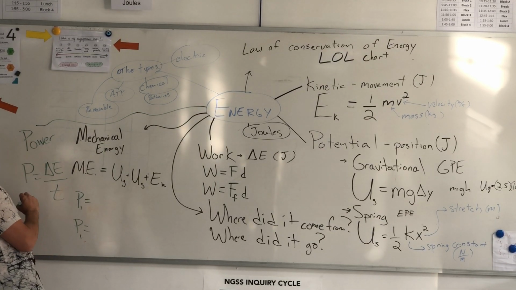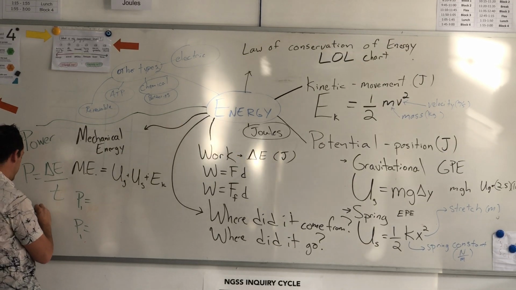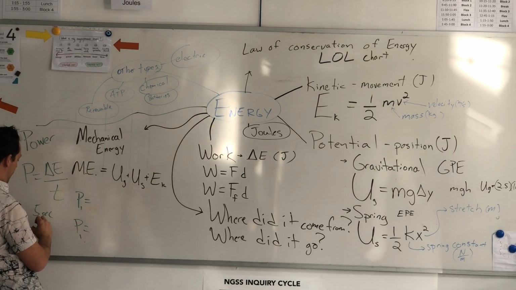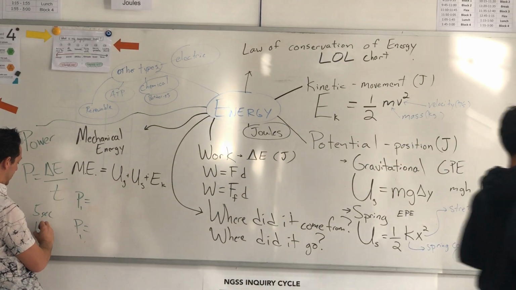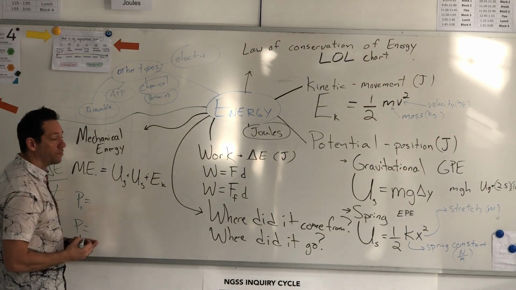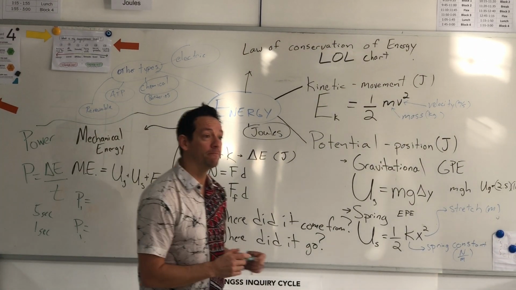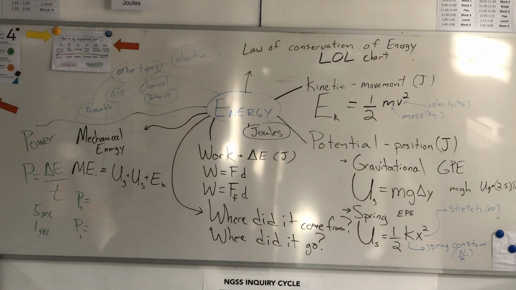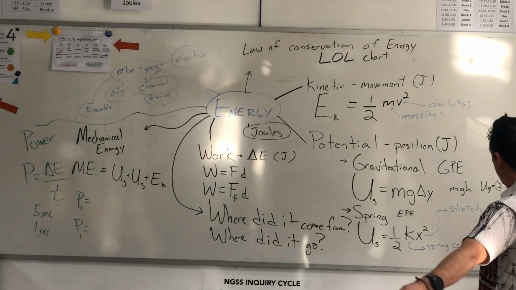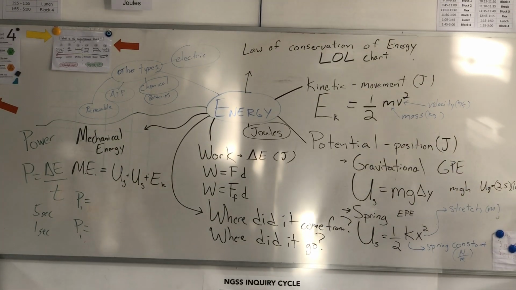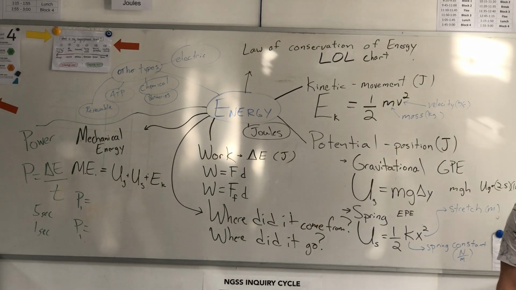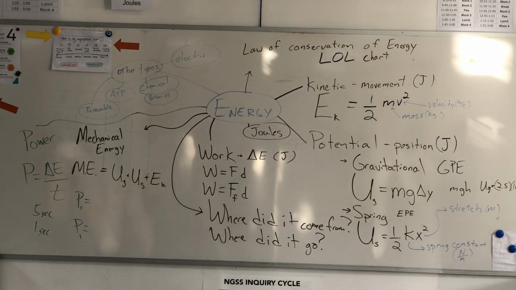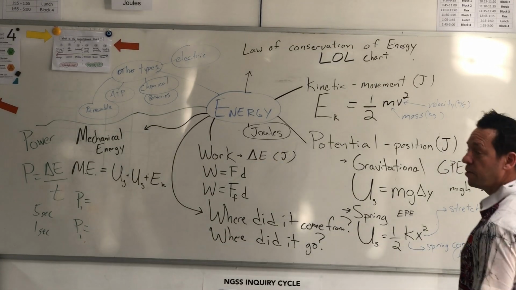My time for the first one was 5 seconds. My time for the second one was 1 second. E equals change. We already calculated that. E divided by T. You guys calculated it earlier on in class. What was the energy that it took for me to move that up? 20 joules. 20 joules was the energy.